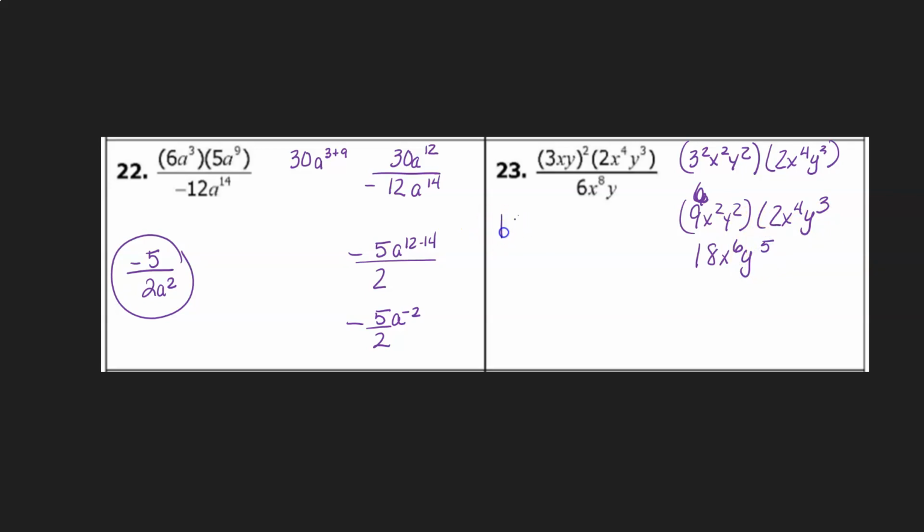So let me rewrite 18x to the 6th, y to the 5th, divided by 6x to the 8th, y. So 18 divided by 6 is 3, x to the 6 minus 8, y to the 5 minus 1, which will give me 3x to the negative second, y to the 4th. So let's send that x squared to the denominator, 3y to the 4th over x squared. 2 more.